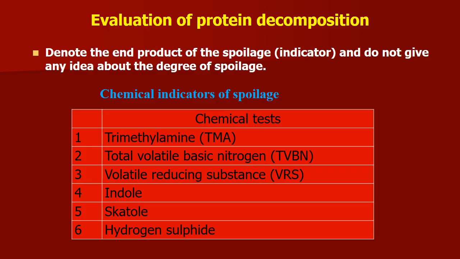As we have discussed earlier, one is to measure the trimethylamine, next is total volatile basic nitrogen, third is volatile reducing substances, VRS, then there is indole and skatole. These are the decomposition products, particularly from the protein, and there is hydrogen sulfide. Again it comes from the breakdown of protein and amino acids, which gives a very bad smell. So these are some of the important chemical indicators in spoilage which we can measure and use for the detection of freshness or spoilage of fish.